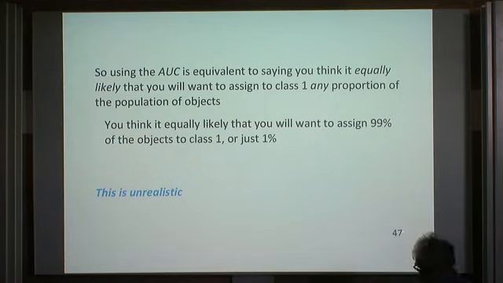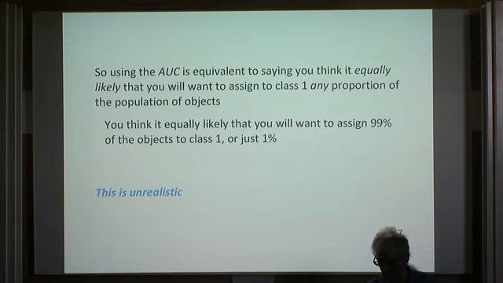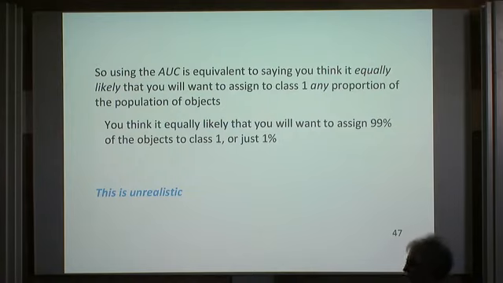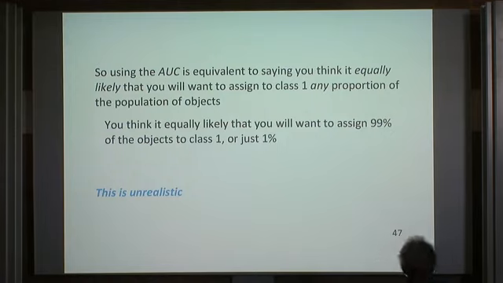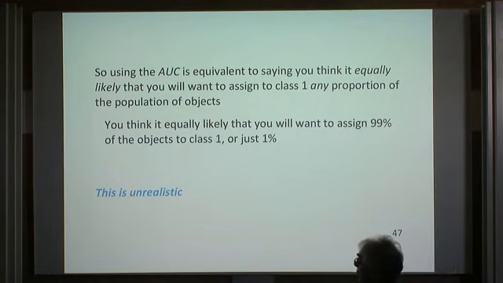So in screening, you would normally say, well, look, I can afford to give very expensive medical tests to 10% of the people screened out. So I'll fix it at 10% or 5% or whatever. What you will not say is it's equally likely that I want to screen out 99% and 1%, but using the area under the curve is equivalent to saying that.